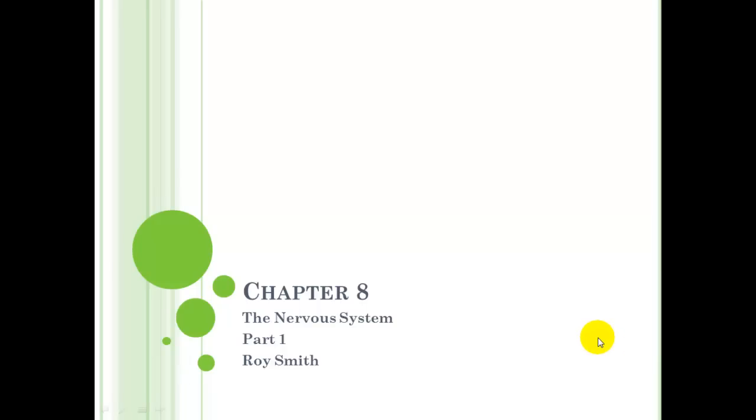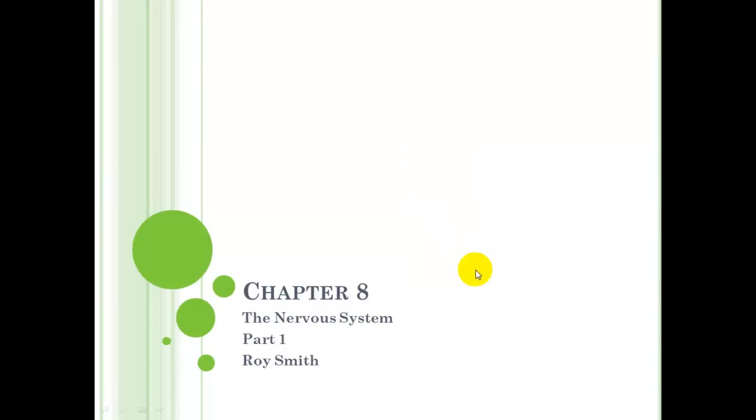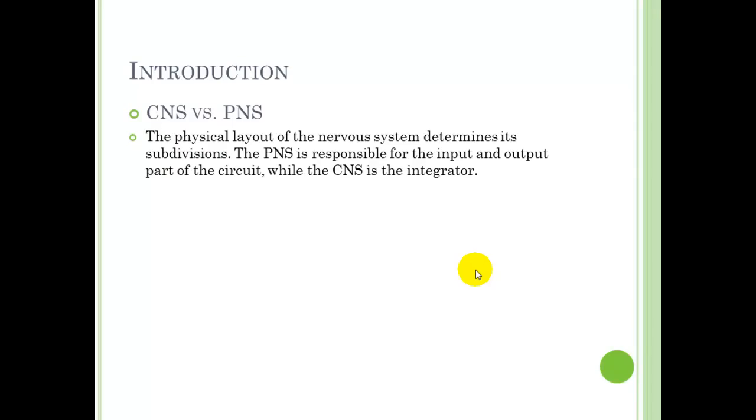Okay, this is going to be Chapter 8, the nervous system. And this is going to be Part 1. There's going to be 3 parts to this chapter. So, introduction here. Central nervous system versus the peripheral nervous system.